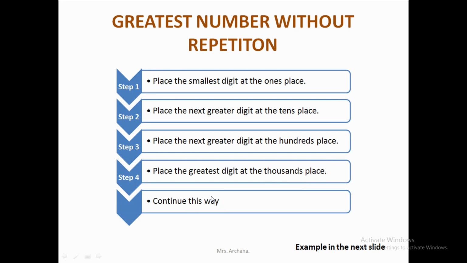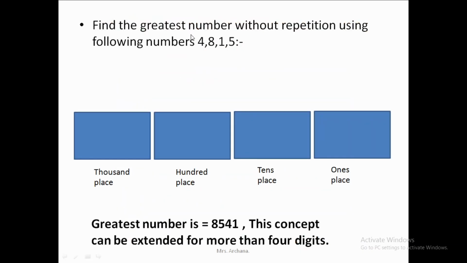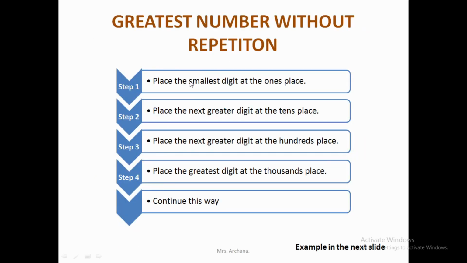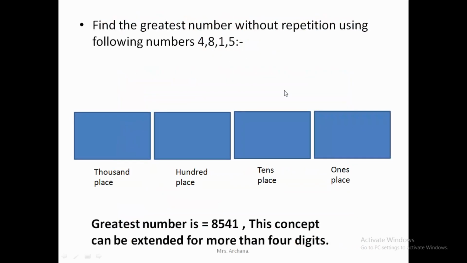Now we will see one example. See, find the greatest number without repetition using the following number. These numbers we are going to place here. First I will tell you, then we will see which number we are getting. See here, which one is the smallest number? As you compare it with the first step, place the smallest digit at ones place, that means here you will place the smallest digit, that is 1 we are going to place.